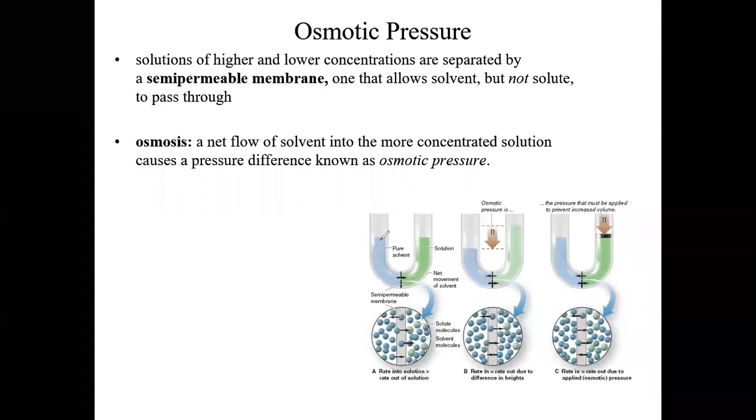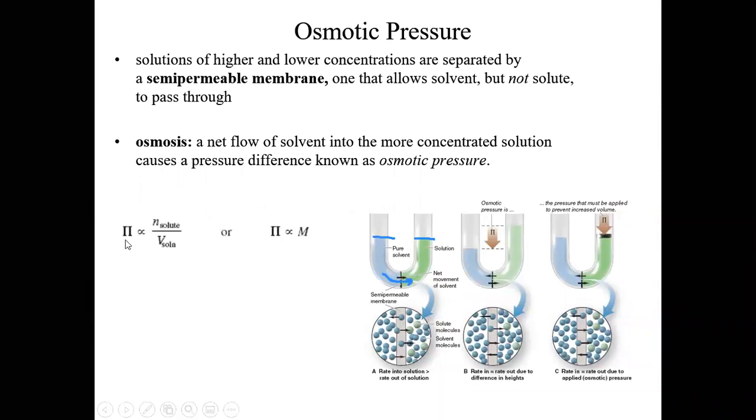So here we have pure solvent on this side. We have solution, so the water moves through the membrane to the solution. The level of solution increases, the level of solvent decreases. The difference in those is the osmotic pressure. So you have to apply the osmotic pressure so that you don't increase the level of volume for the solution. But if you apply more than the osmotic pressure, you get reverse osmosis, and that's how reverse osmosis filtration systems work.